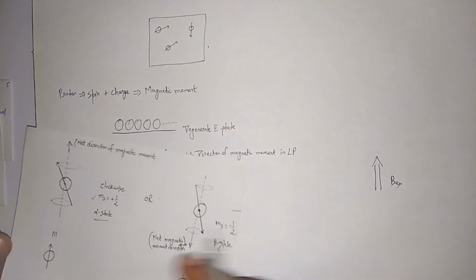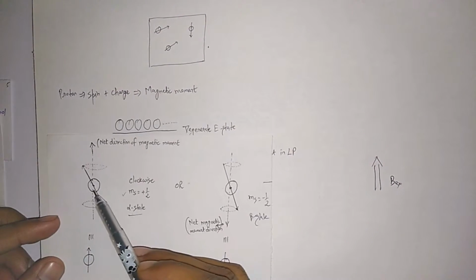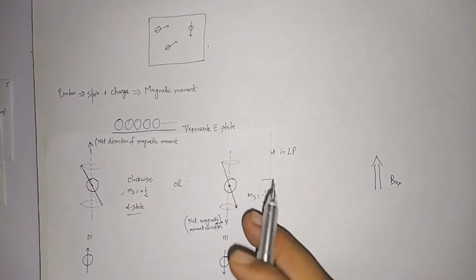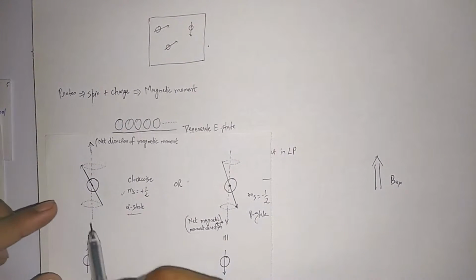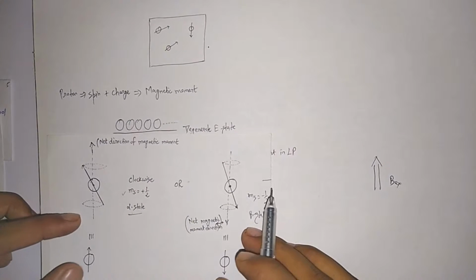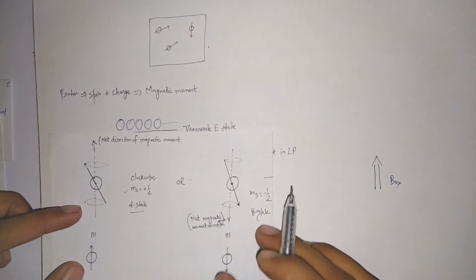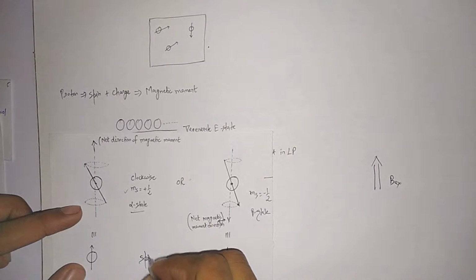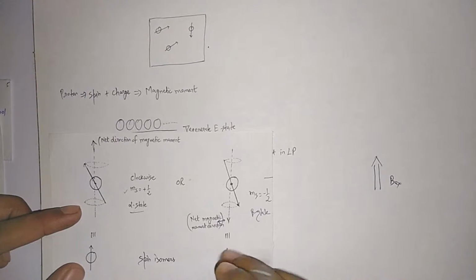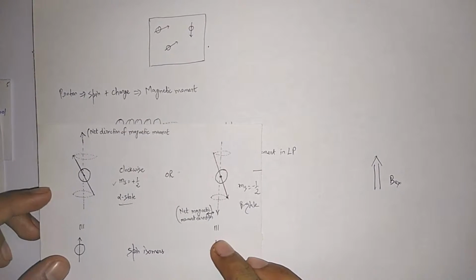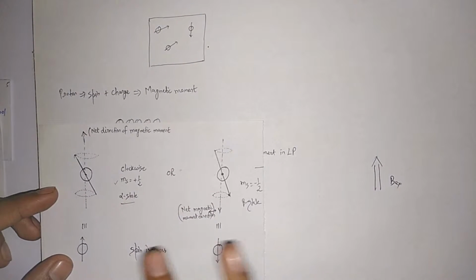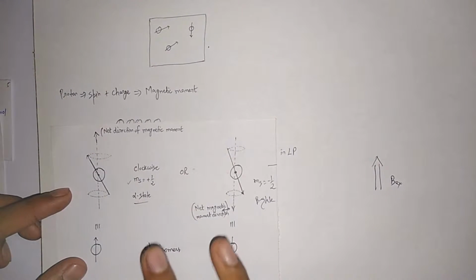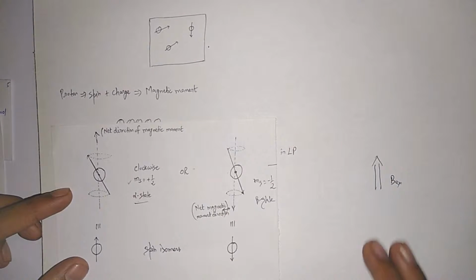The frequency associated with this kind of precession is the Larmor frequency. And these two states of the nuclei are called spin isomers. So these are the two possibilities that can happen for the nuclei under the influence of the external magnet.